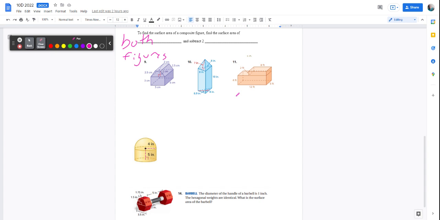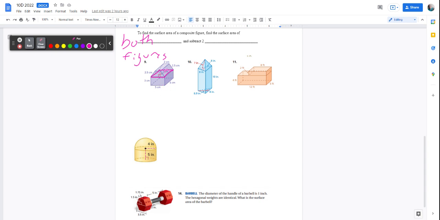But there's something that we're going to have to subtract. If we find the surface area of both figures, both the rectangular prism and the trapezoidal prism have this rectangle here as part of their surface area. It's the bottom of this trapezoidal prism and the top of this rectangular prism.